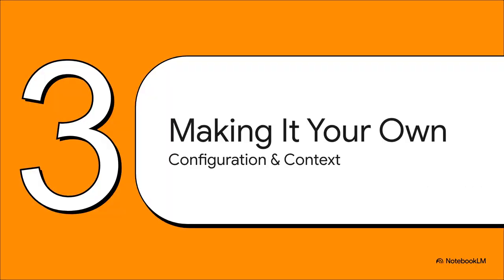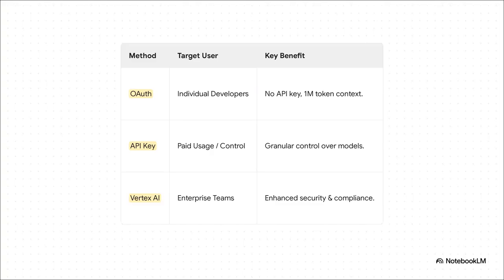So we've got this powerful agent, but how do we make it our own? Let's get into configuration and context, because this is where Gemini CLI really starts to feel less like a generic tool and more like your personal teammate. First up, you get to choose how you connect. And what's fantastic for individual developers is the default OAuth option. With just a simple Google login, you get access to the most powerful model and its massive 1 million token context window, all on a very generous free tier. No API keys to manage. It's just easy. And of course, if you need more control or enterprise-grade security, those options are there too.